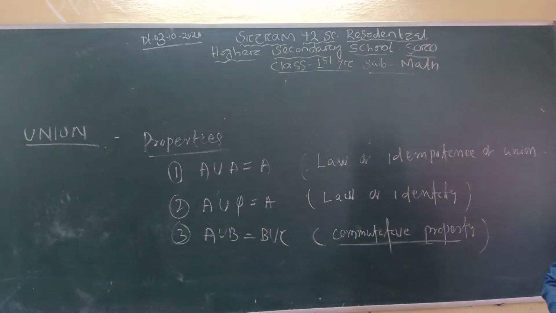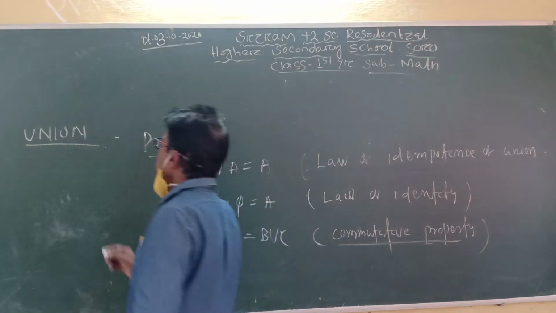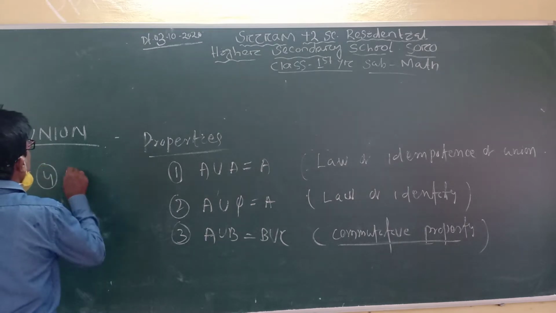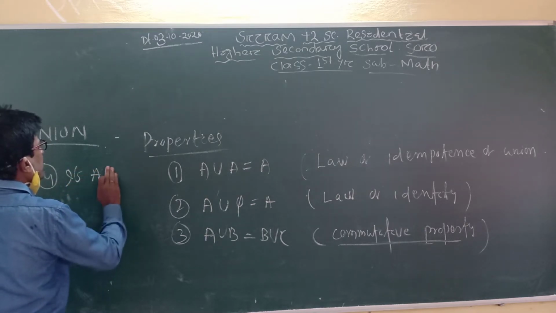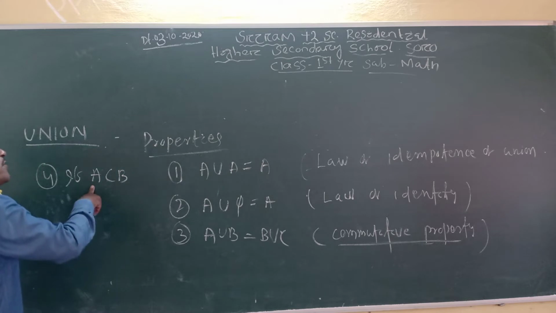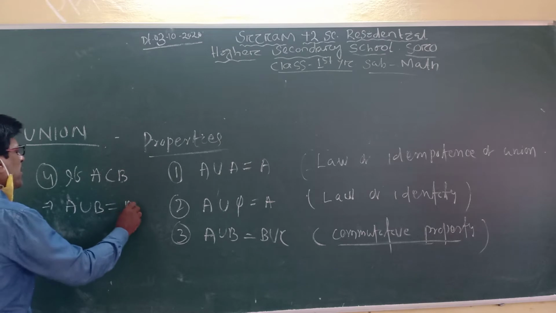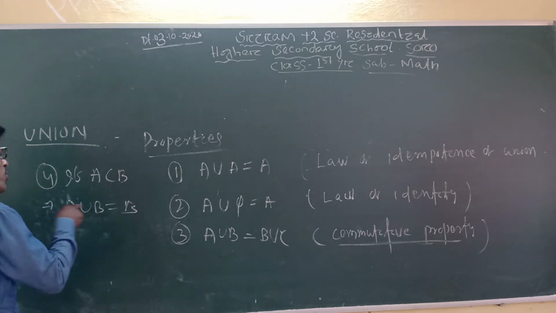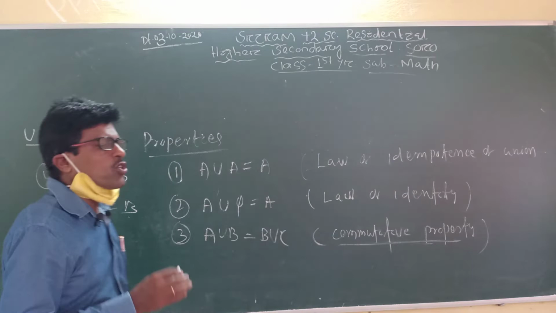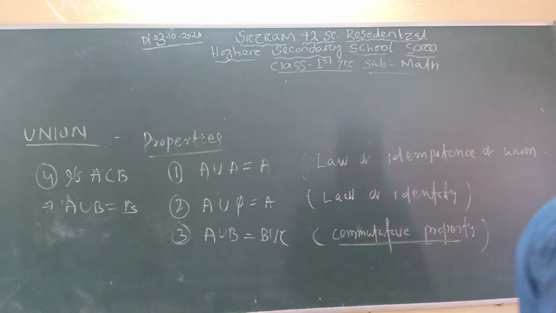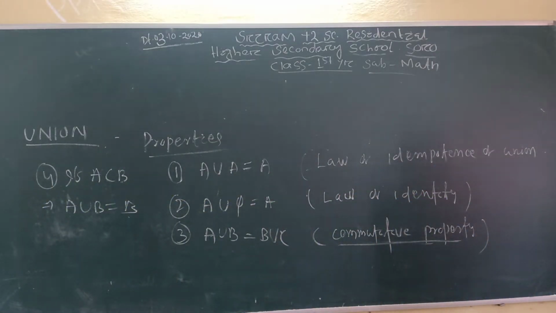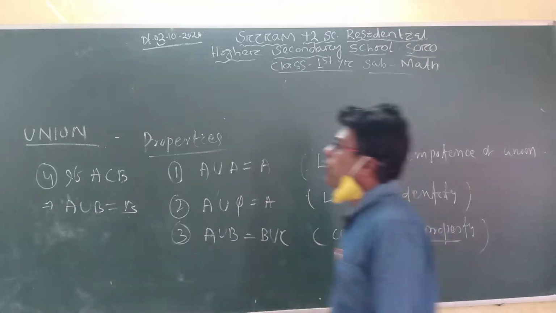And the fourth property is: if A is a subset of B, that means all elements of A belong to B. That implies A union B is equal to B, because all elements of A are in B. That is also the fourth property. Note it particularly in your books.